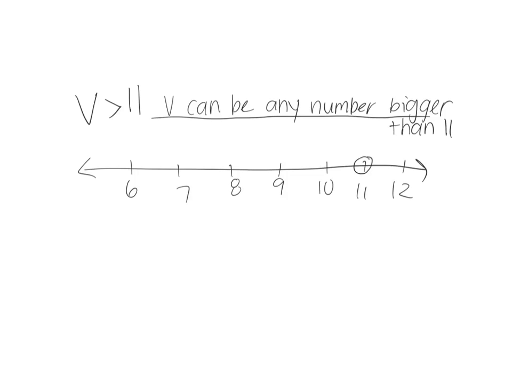Then I need to think, do I color this circle in? Yes or no? Well, I look at the inequality, and if there's not an equal to along with the greater than, then I don't color it in. I leave it open. Then I need to decide which direction I draw my line in. So I think, what numbers can V be? Well, V can be numbers bigger than 11. So which direction has numbers bigger than 11? This direction. So I will draw my line in that direction with an arrow at the end.